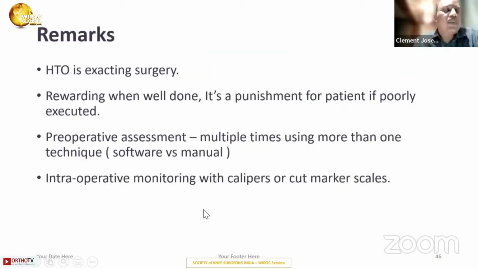So to come to the end, the tibial osteotomy is an exacting surgery. When well done, it's a rewarding procedure, but it's a punishment for the patient if it's poorly performed. Pre-operative assessment multiple times using more than one technique is very, very important. And intraoperative monitoring with calipers and cut mark scales have been very helpful in our practice. I wouldn't recommend using the cable method or long rod as a primary way of assessing your correction, especially when you're not doing pre-operative workup.